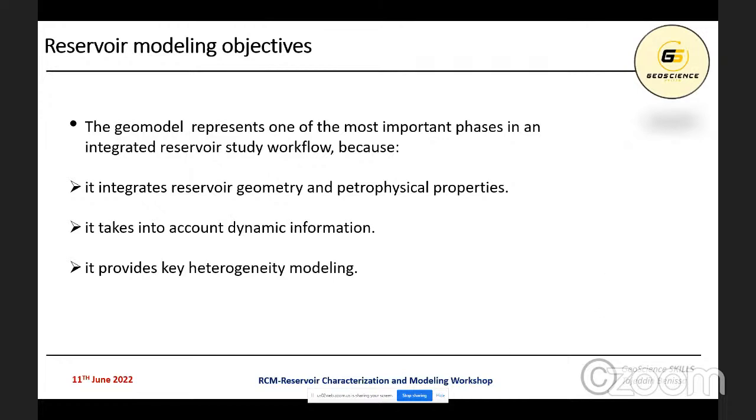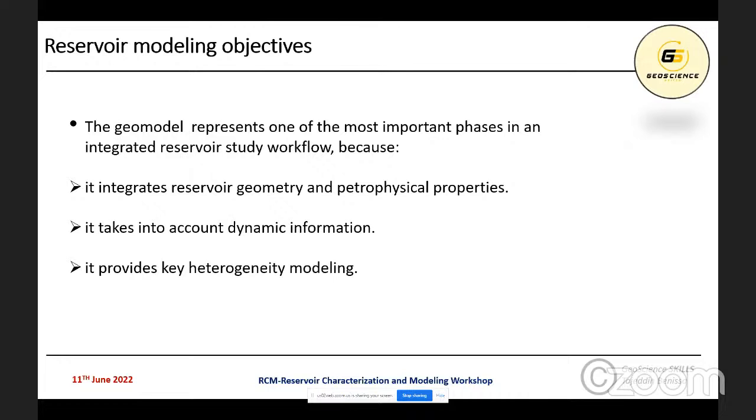When we are talking about RCM, as we said earlier, we said understand, characterize, and model. The model has two phases, as we will see later. Phase one is the static model or the geo model, and the second one is the reservoir or the dynamic model. So the geo model represents one of the most important phases in the integrated reservoir study workflow. Why? Because it integrates multiple data from different disciplines, which include reservoir geometry, reservoir characteristics, petrophysical properties, facies, everything.